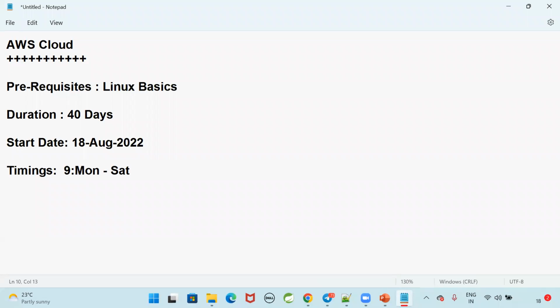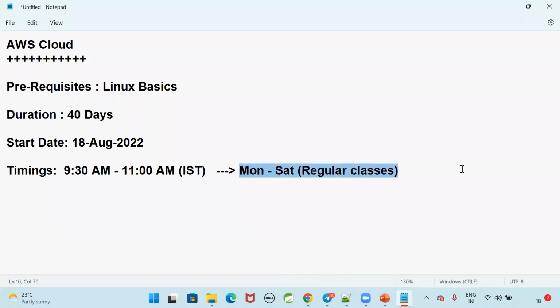The class will be from 9:30 a.m. to 11 a.m. IST, Monday to Saturday. Regular classes will be available from Monday to Saturday. Daily class timings are 9:30 a.m. to 11 a.m. IST. A 1.5 hour class will be available per day.